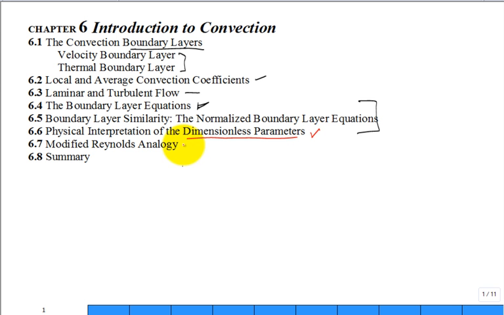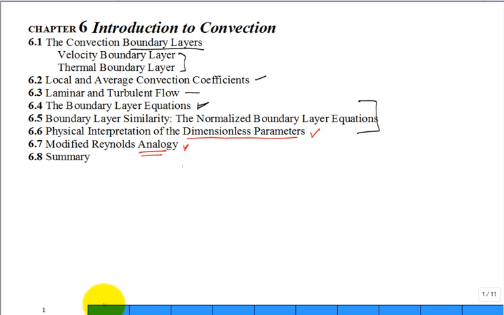We're going to end on an analogy between heat transfer and momentum transfer. It's called the Reynolds analogy. It has been modified by Colburn and Chilton, and some other people contributed to the modification to help it fit experimental data. It's limited in its application, but it's very powerful.